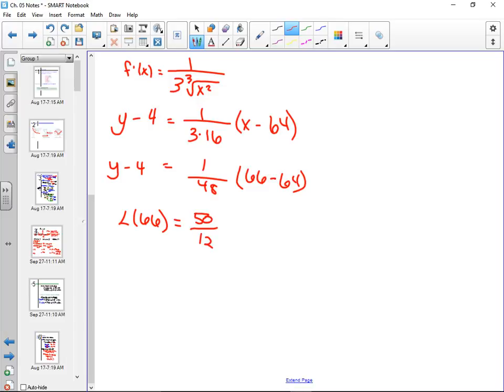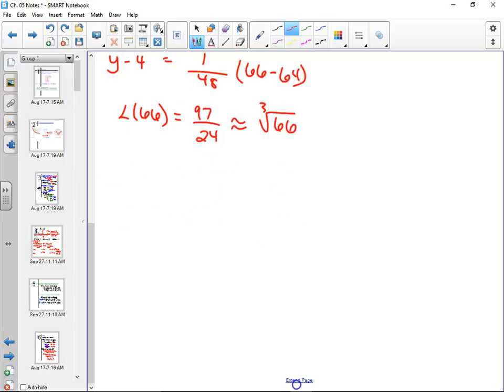Wait, not over 12, over 24. Oh, yeah, you're right. I don't know what y'all did, I was trying to go fast, but 2 over 48 is 1 over 24. Oh. And 1 over 24 plus 4 would be 96. Yes. 96 plus 1, 97 24ths. Is that right? These are some fancy numbers. And here, that's approximately the cube root of 66. Yeah, are we trying to do decimal or no? The percent error.